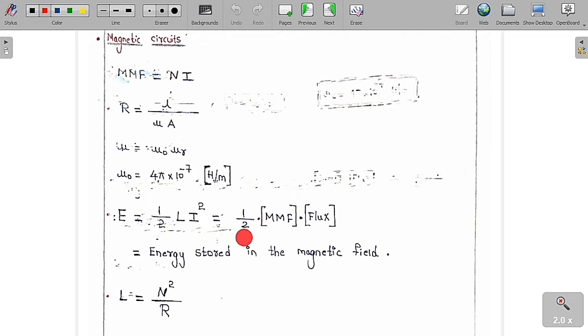So half L I square or half into MMF into flux. Energy stored in the magnetic field is equal to half L I square, which is equal to half MMF into flux. And the inductance of the coil is equal to N square by R, where N is the number of turns of the coil and R is the reluctance of the core on which this coil is wound. So you can see clearly that the inductance of the coil is a function of the permeability of the core. As the permeability of the core changes, the inductance of the coil is also going to change.